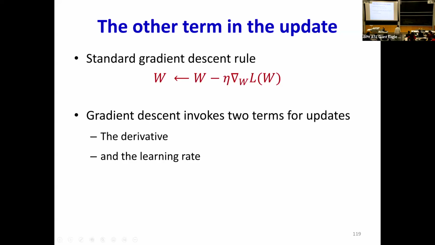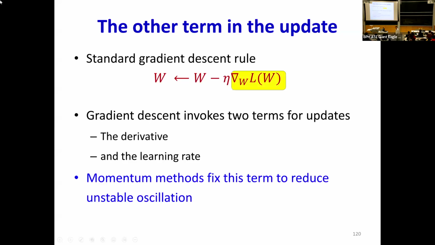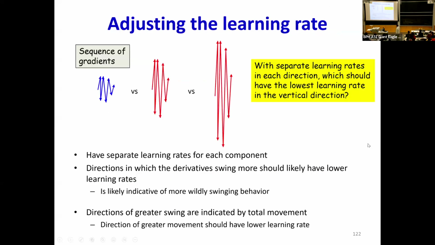But then if you look at the actual learning algorithm, the update rule says that I'm going to be updating W as W minus eta times the gradient. There are two terms that you can work with when you're trying to adjust your learning rule to account for the variations that occur when you have batch updates. The first, of course, is this guy. This is what momentum methods fix to reduce unstable oscillation. But then there's a second one, which is this term, the learning rate itself. So let's look at how the learning rate can be adapted.